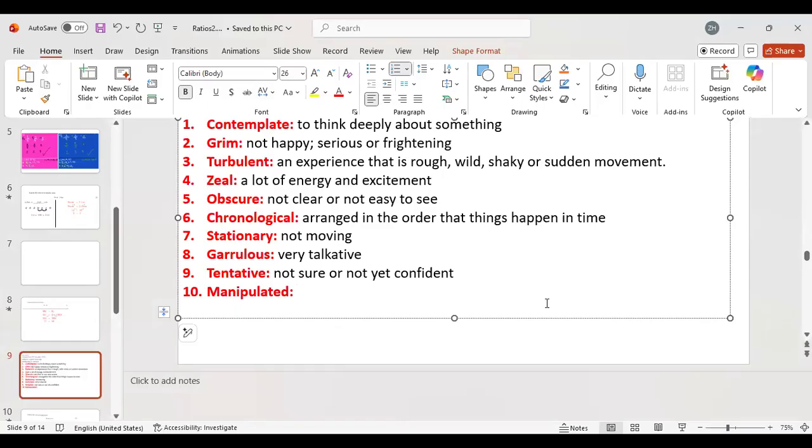To trick or deceive. Very good. So to trick or deceive. I like that definition, Kane. We could use that. Manipulated means to be tricked, to be deceived, to be fooled. To take advantage of. Very good. To swing in our colloquial language.